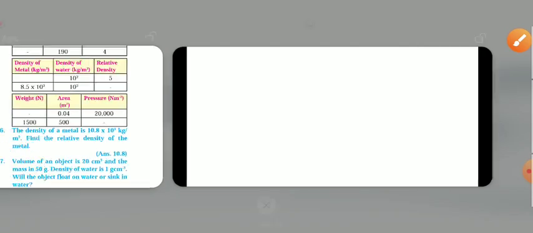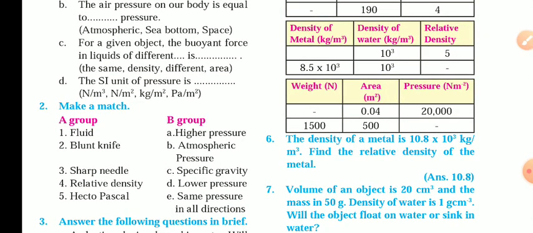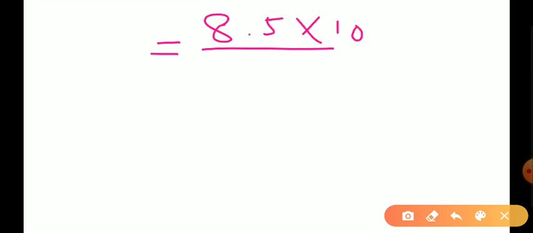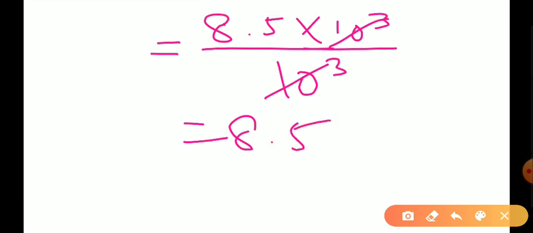Now let's see the second part. In that they have given a density of a metal 8.5 into 10 raised to 3, and density of water also they have given, and the relative density we have to find out. So directly the formula we can use. Formula I am not writing because that you know very well. So directly the substitution I am doing. What we are going to have, density of the metal, that is 8.5 into 10 raised to 3 upon density of water as 10 raised to 3 we can take. So 10 raised to 3 will get cancelled, and only the 8.5 will be left as the relative density.